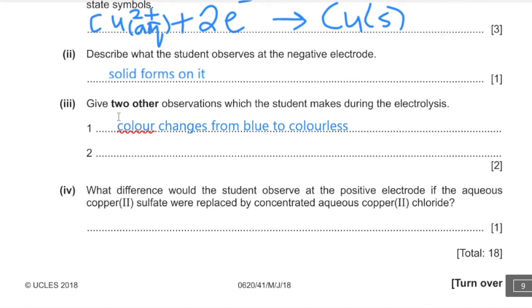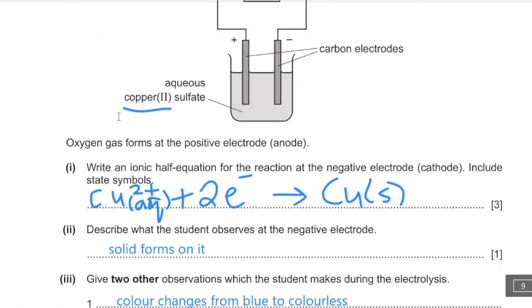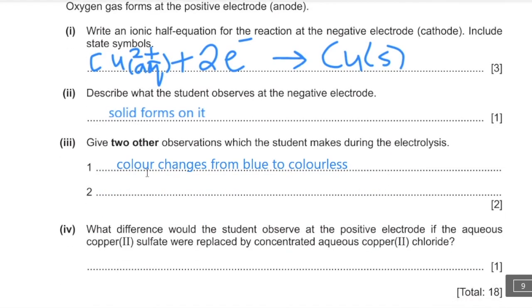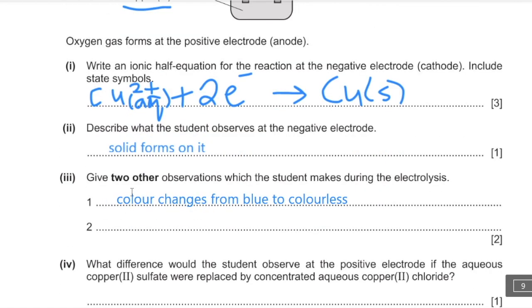And the second observation is at the anode, which is the positive electrode over here. We have oxygen gas forming as the only product at the anode, and that means bubbles form over here at the anode.